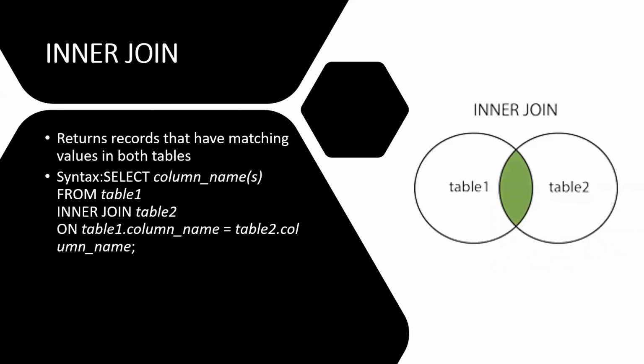So the inner join. What does inner join do? As you can see in the picture, there's table 1, there's table 2, and the common records between both the tables are highlighted in green. That exactly is what the inner join does. It returns the records that have matching values in both the tables. The syntax is: select column names from table 1 inner join table 2 on table 1 column name equals table 2 column name, to get the values for both the tables in the inner join.